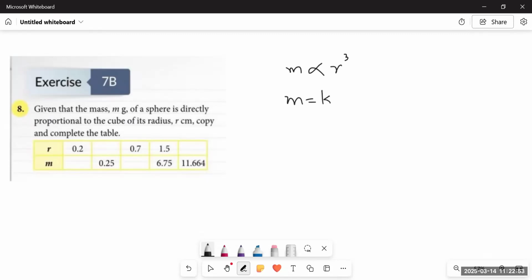where we can rewrite it, presenting in form of constant, that is m is equals to k r cube. This is what it means, that m is directly proportional to the cube of r radius. You see, cube of r means r cube. Now we have to complete this table. So first we have to find out the value of k. How can we find the value of k?